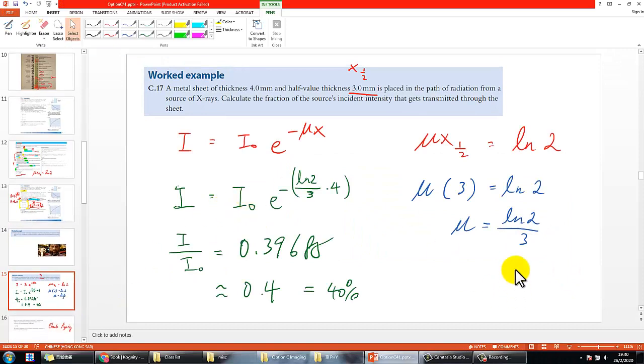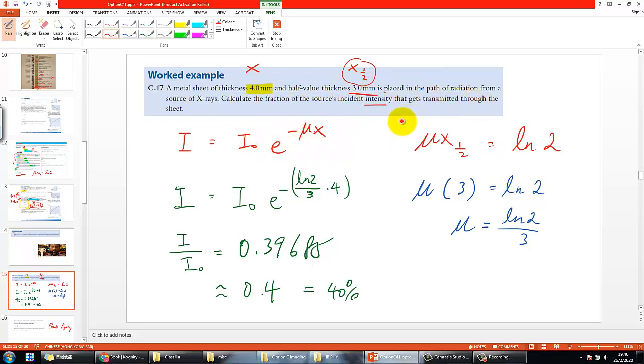Okay, so it's a very simple example. From the question, they tell you the thickness, so this one is basically x, and it also tells you that the half value thickness is 3 mm, so this is x half. You may want to put a symbol next to it. And they ask you to calculate the fraction of intensity transmitted through the sheet.